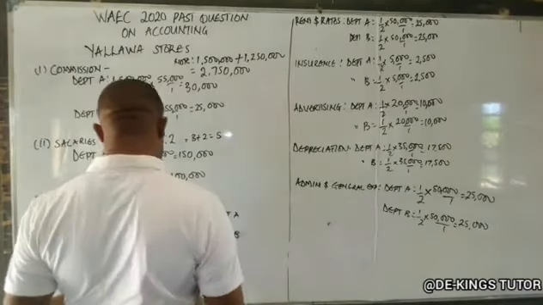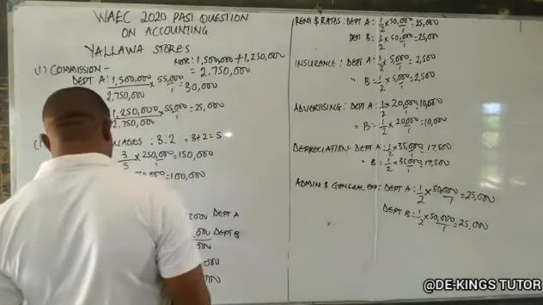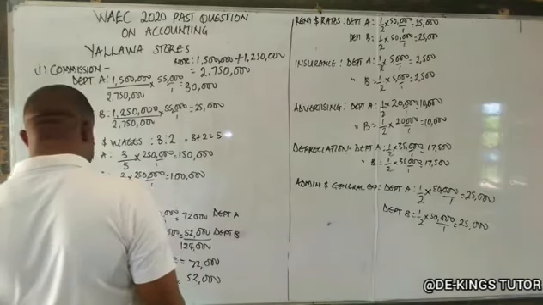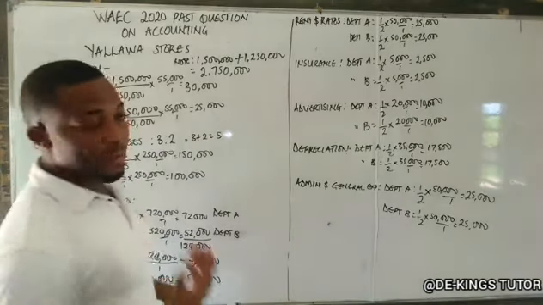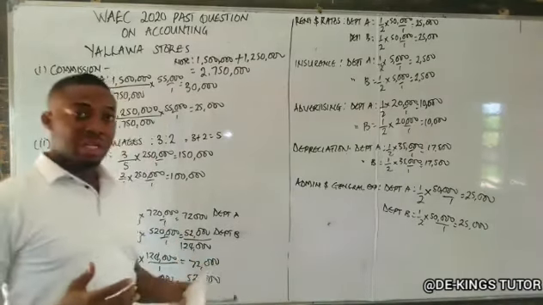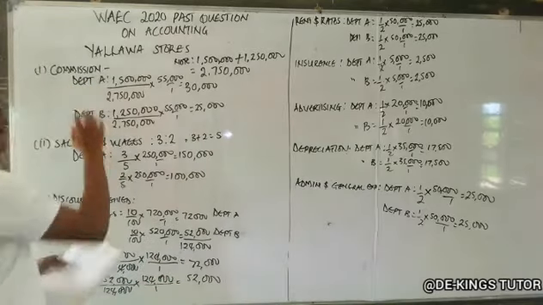So we've taken care of all the expenses, the adjustment. The first one was commission. They say on the basis of sales. So we treated it on the basis of sales. This is the sales amount for Department A and B.